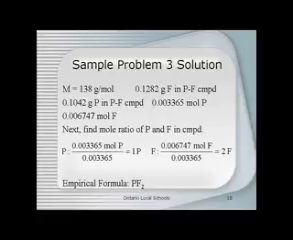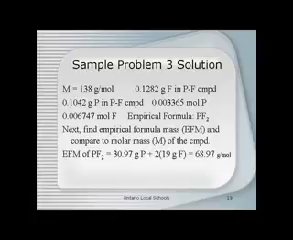We now have the moles, so we can find the mole ratio. For phosphorus, it's a very easy 0.003365 moles of phosphorus over the smallest number of moles, 0.003365, gives us 1 phosphorus in our empirical formula. For our fluorine, 0.006747 moles of fluorine divided by that smallest value, 0.003365, gives us 2 fluorines. So our empirical formula is PF2.